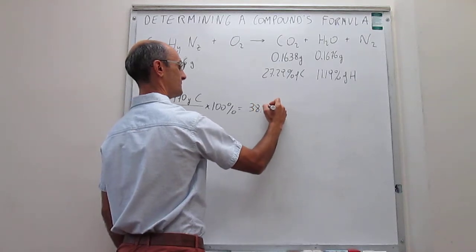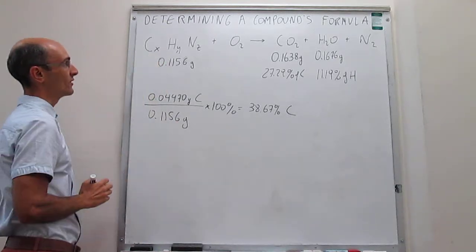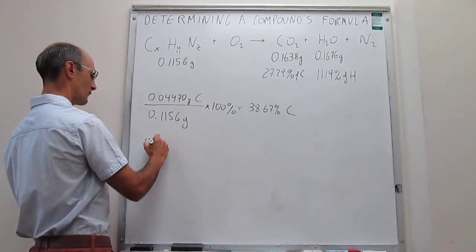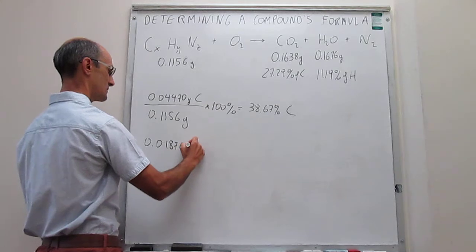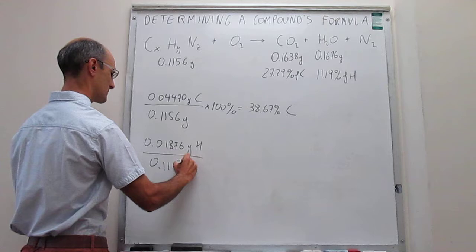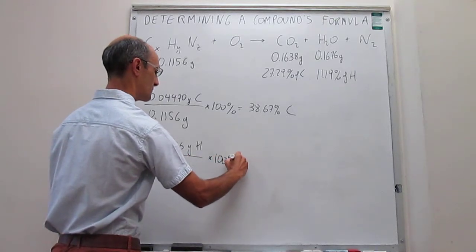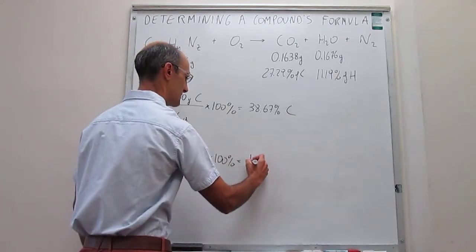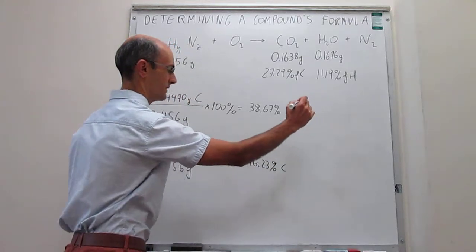This number happens to be 38.67% carbon. So we already know that the percent composition of carbon in that compound is 38.67%. We could do exactly the same thing for hydrogen, which is 0.01876 grams of hydrogen divided over the total mass of the compound, 0.1156 grams, multiplied by 100%. That will give you the percent composition of hydrogen in the compound, and this number happens to be 16.23% hydrogen.